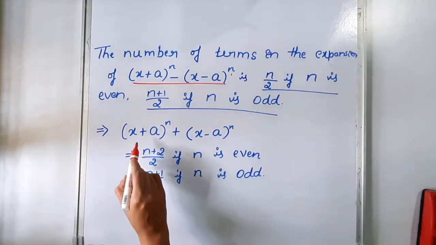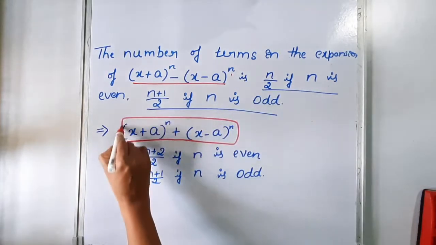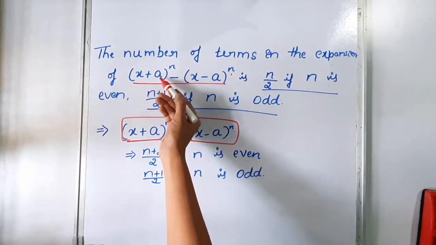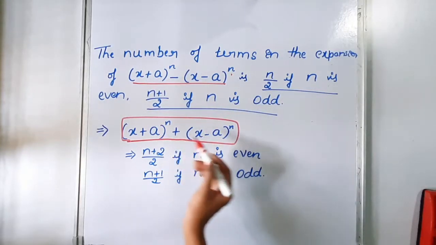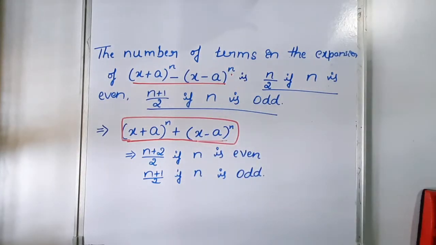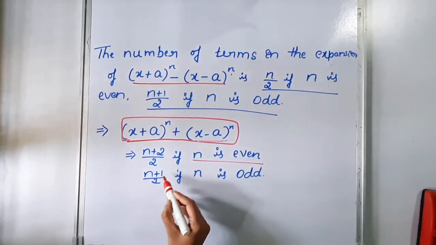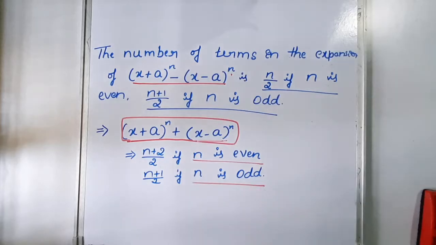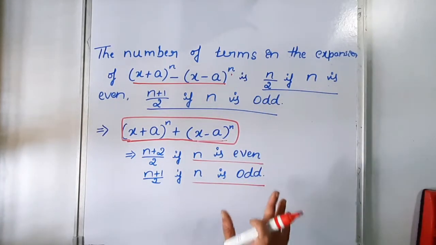In the expansion of (x+a)^n + (x-a)^n, here it is plus. Even here some terms will get cancelled, because in this expansion we will get alternately positive and negative signs. The number of terms will be (n+2)/2 if n is even and (n+1)/2 if n is odd. These are the two very important points to remember. Remember this and note it down.